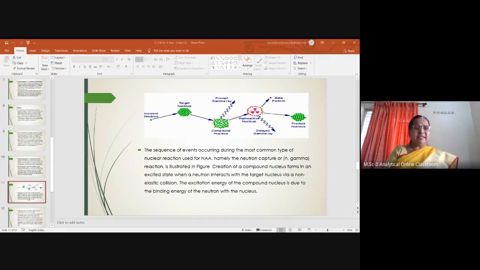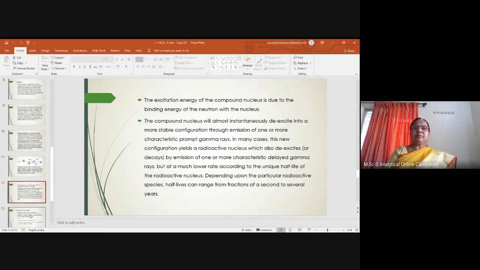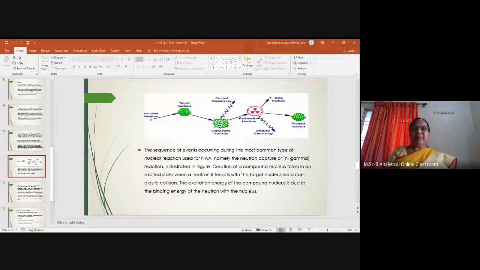Then consider next the excitation, the sequence of events occurring during the most common type of nuclear reactions used for NAA, namely the neutron capture or N gamma reaction, is illustrated in figure. आताच आपण एक्सप्लेन केलं की sequence, different events which are observed in this NAA are explained or takes place in this manner, and creation of a compound nucleus forms in an excited state when a neutron interacts with the target nucleus via non-elastic collision. What are the non-elastic collision?